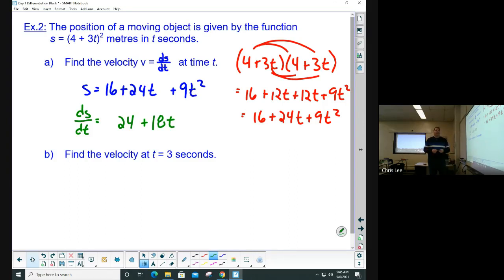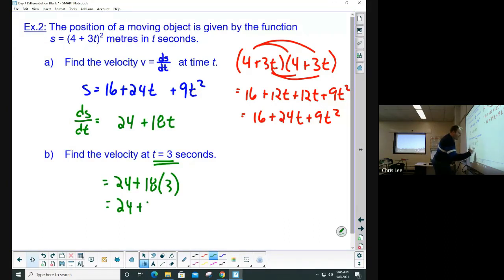Or velocity. And if I wanted to know how fast it's going or what the velocity was at a specific t, 3 seconds, which formula would I plug it into? The green one or the blue one? The green one? Yeah. Because the green one is talking about velocity, the blue one is talking about distance. And I want to know the velocity. And so I just plug it in. 18 times 3 is 54. Equals 78. And this is in meters per second.